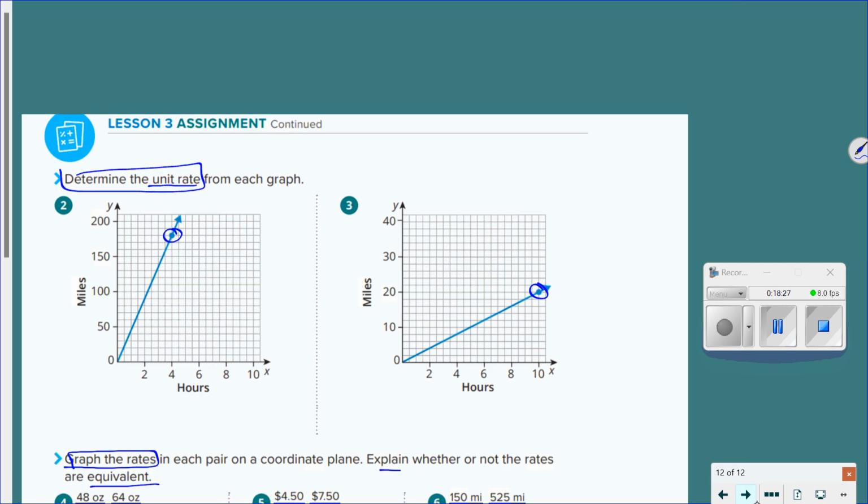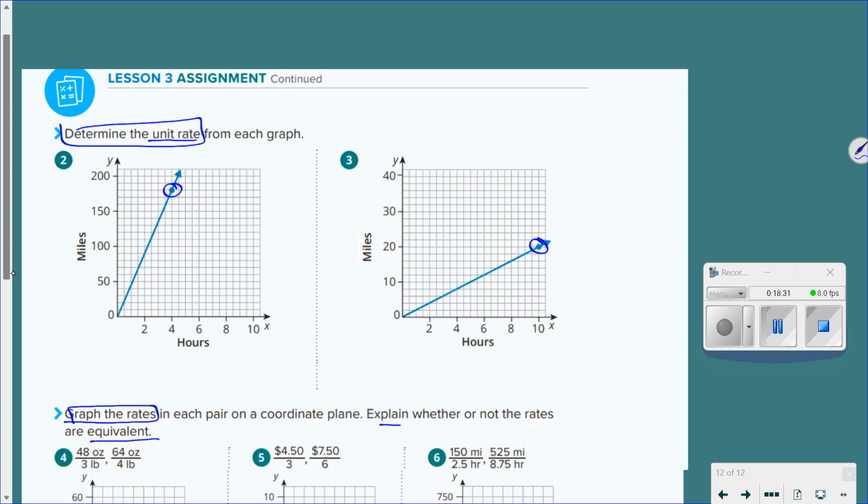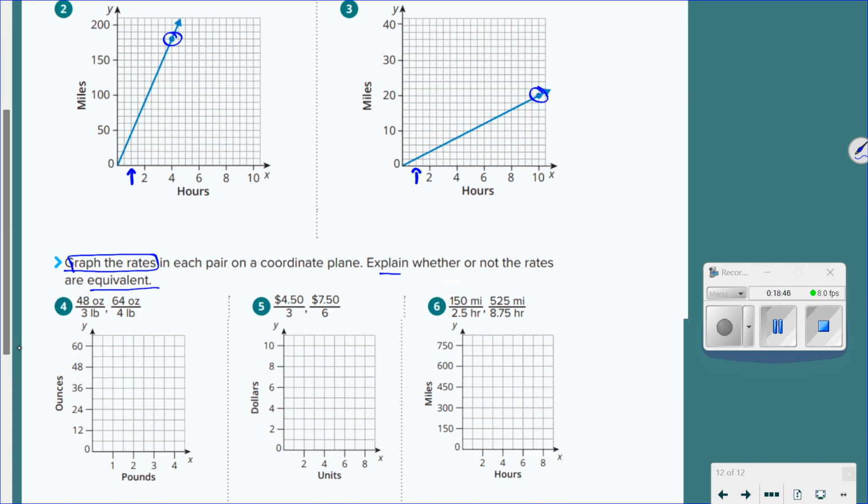now determine the unit rate from each graph. Pardon my cough again. The unit rate is going to be easy on this one, and it only said a unit rate, so you don't have to do both. So find a unit rate on each one. In other words, find what it does for every one. That's what a unit rate is.